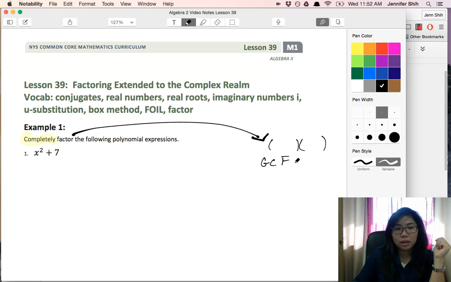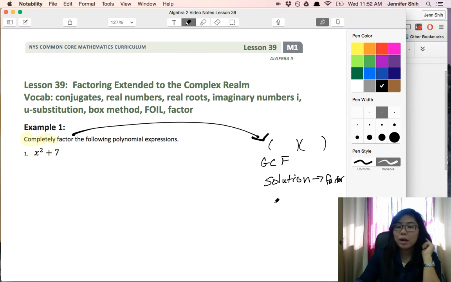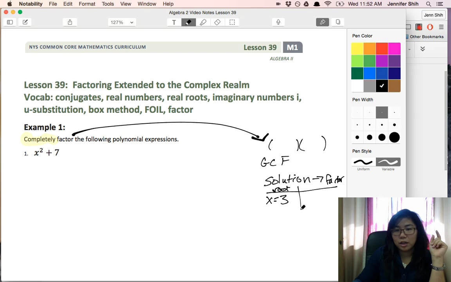And for some of you, it may even, like in this case, start with the solution, and then we move into the factor. For example, within the example, if my solution was x is equal to 3, and this was my root or my solution, and then I want to write the factor, it would have parentheses around it usually, and it would be x minus 3.